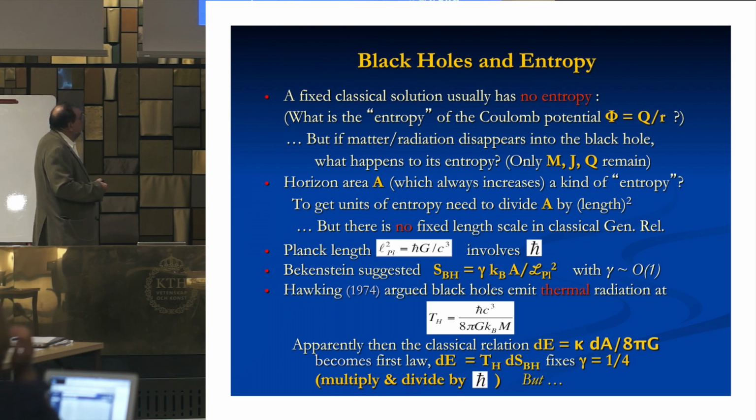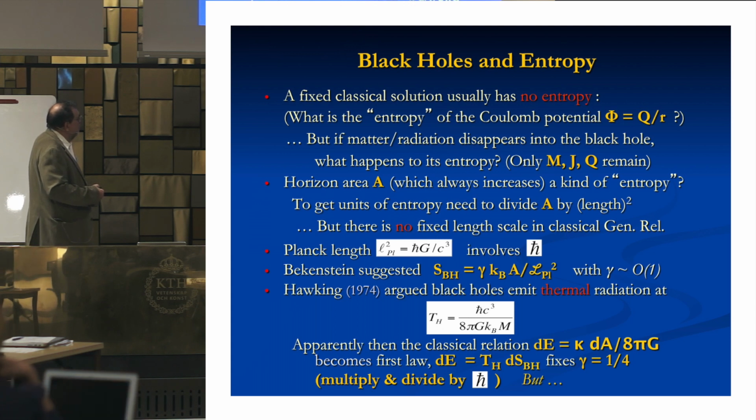If I have h bar in the problem, now it's suddenly entered the problem. All of this was just classical, but as soon as I introduce the Planck length, of course I have h bar, and now I can talk about something at least which has the dimensions of entropy. And this was basically Bekenstein's suggestion, which was certainly difficult to understand just on that basis, where that entropy came from.